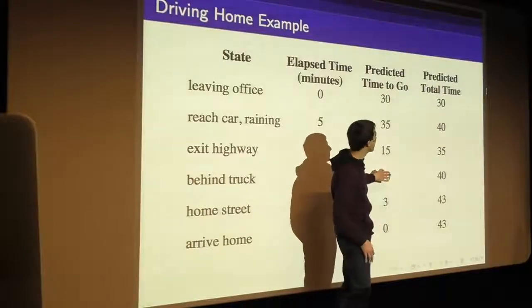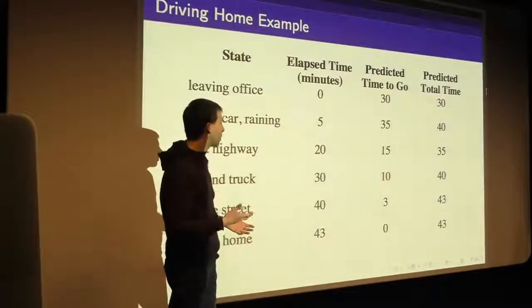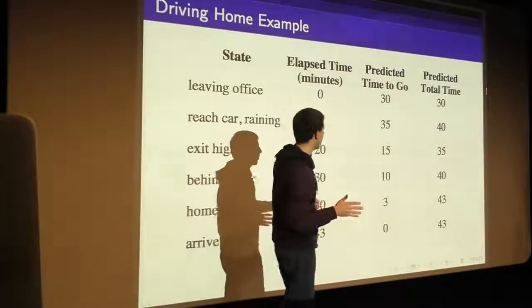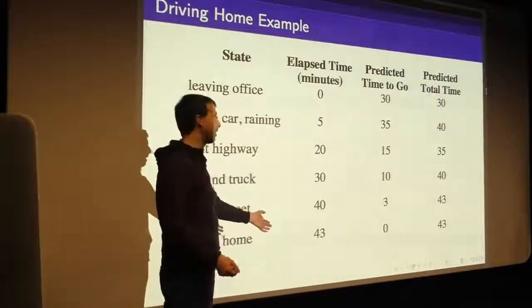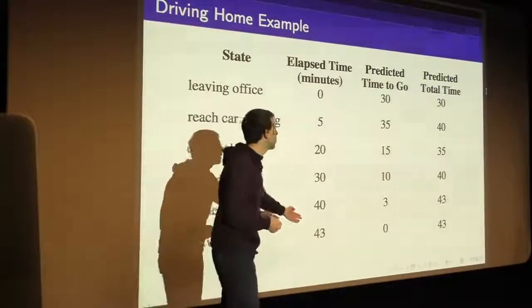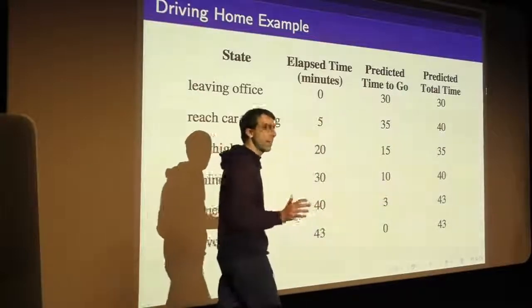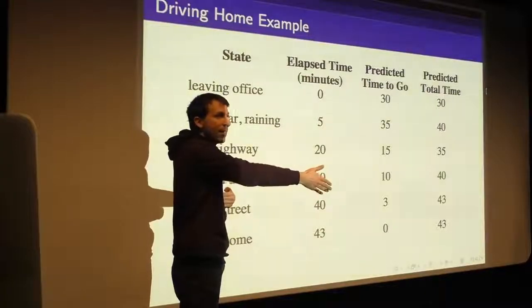I think, oh, there's actually 10 minutes to go now, it's going to take me 40 minutes. And then I get on the home street, and things are going okay, but it took a little longer than I thought. I think there's still 3 minutes to go. And then eventually I get there, and it actually took, in total, 43 minutes. I realise there's no more time to go, and so everything lines up at the end. And we think that there's nothing left, and it took us 43 minutes in total.